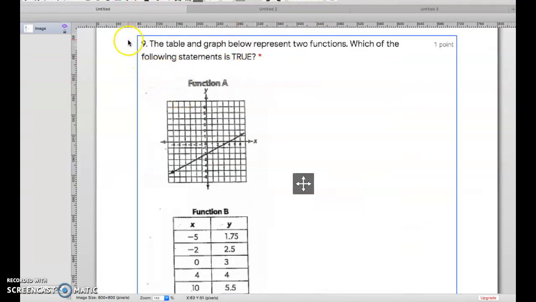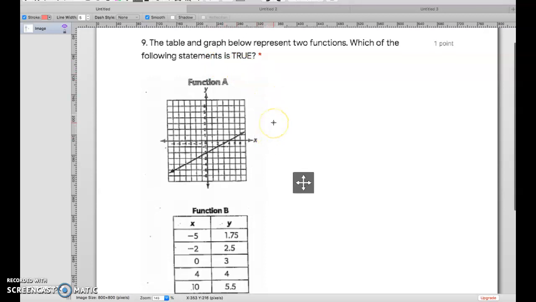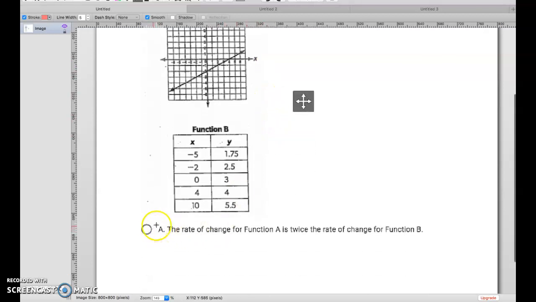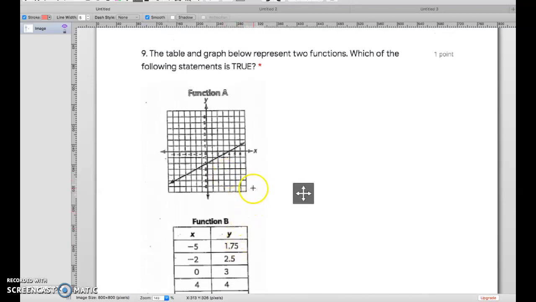Problem 9 was the most missed question. The table and graph below represent two functions. Which of the following statements is true? Choice A is talking about rate of change, and all the other choices are talking about rate of change. So I need to find the rate of change of each of these functions.